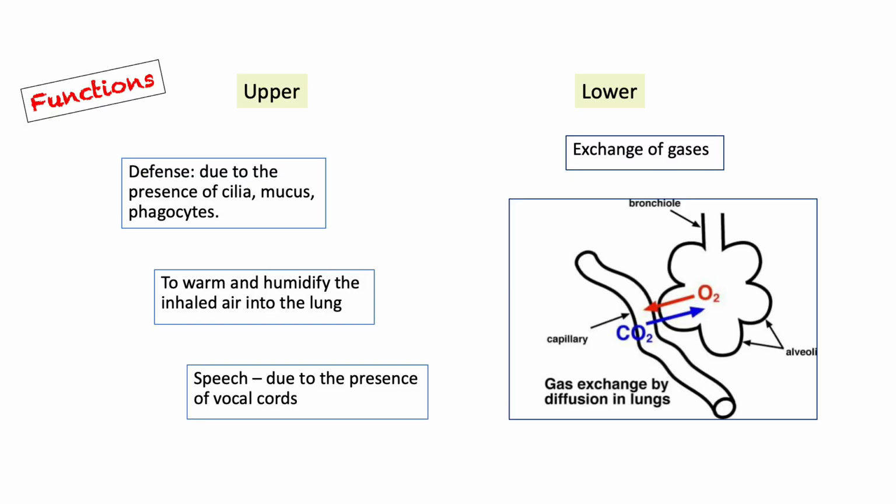Okay, just briefly, the functions of the upper and also the lower respiratory system. Again, in the upper, we have the cilia, the mucus, and the phagocytes. So it is important in the defense mechanism. And the upper respiratory tract also has water droplets on its surface. So what does it do?